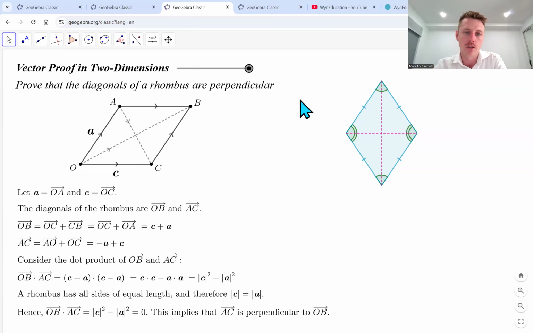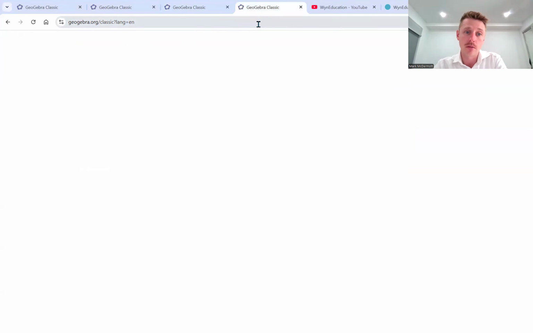Okay, so I think it's a pretty nifty idea. And that's a vector proof in 2 dimensions. Let's have a look at a vector proof in 3 dimensions. This one's going to be a little bit trickier.